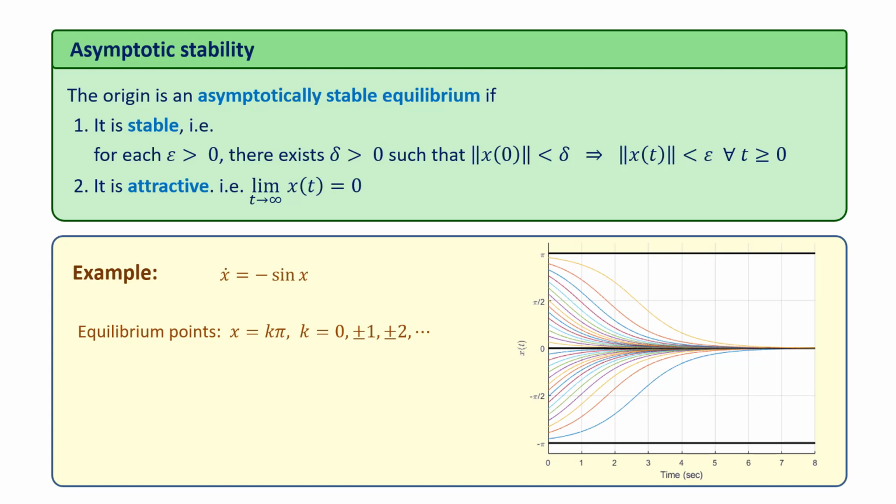An equilibrium is asymptotically stable if all solutions starting at nearby points not only stay nearby, but also tend to the equilibrium point as time approaches infinity. It can be seen that the origin is stable and is also attractive, as the solutions starting near the origin converge to it as time goes to infinity. So we conclude that the origin is asymptotically stable.